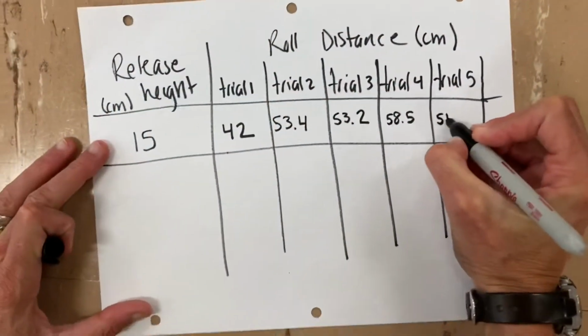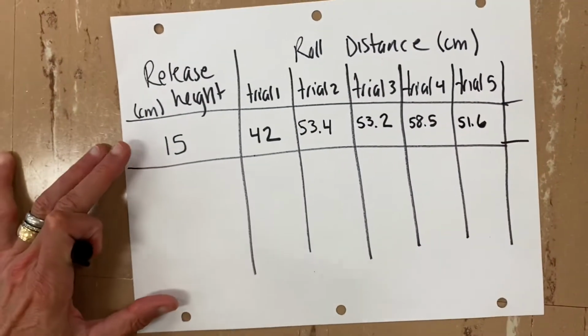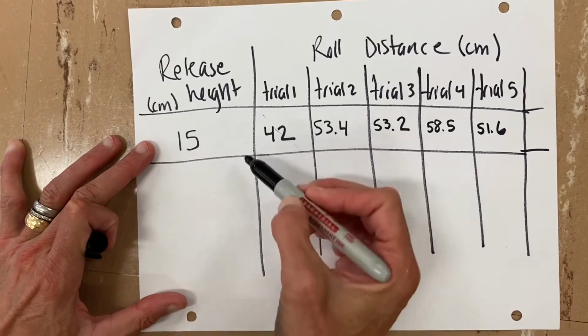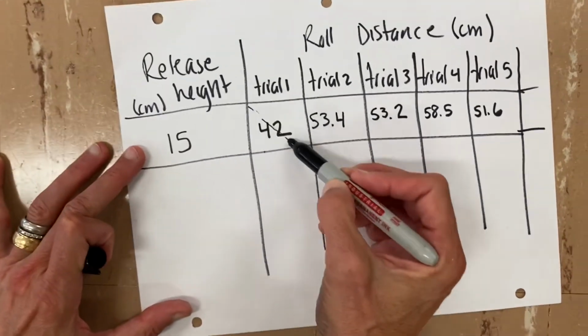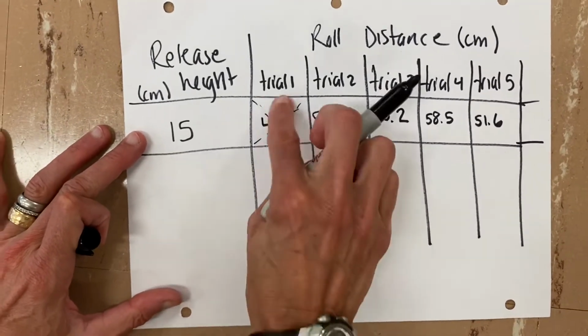51.6. So I'm thinking that I want to redo this one. Good. So if we redo it, we're just going to cross it off. Yep, I'm going to put the new number right on top of it.